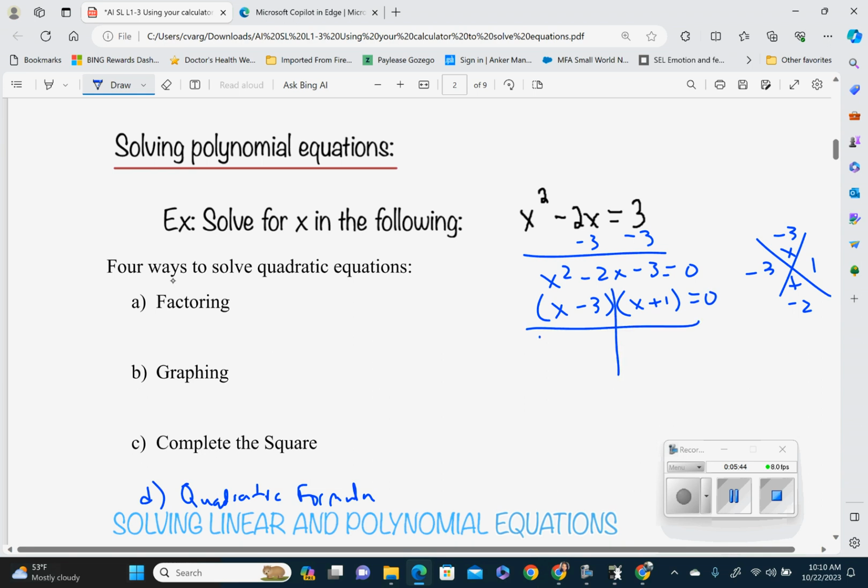Split it down the middle. X minus 3 equals 0. Switch the sign. You get x equals 3 is one answer. And over here, x plus 1 equals 0, minus 1 from both sides, and you get x equals negative 1. Those are your two answers. Okay.